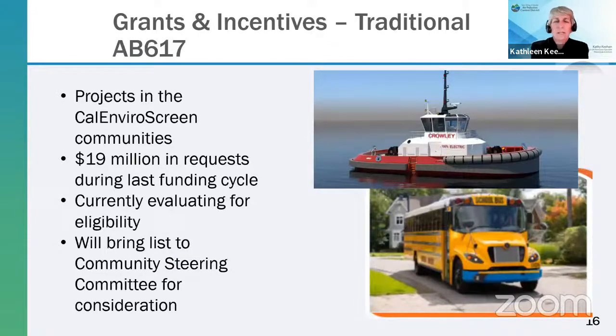For the traditional AB 617 programs, we've provided incentive funding for the last 3 years to jumpstart emission reductions in disadvantaged communities. These projects have included school buses, marine vessels, and off-road equipment. We've just closed our most recent call for these projects and received approximately $19 million in new requests, including things like electric infrastructure for a crane at the port, a second electric tugboat, and electric school buses. Staff is currently evaluating these projects for eligibility and to determine potential funding amounts. We'll be bringing a list of potential projects that provide the most emission reductions to the steering committee for their consideration in a couple of months. Next slide, please.